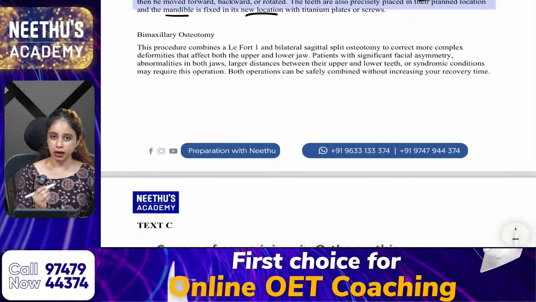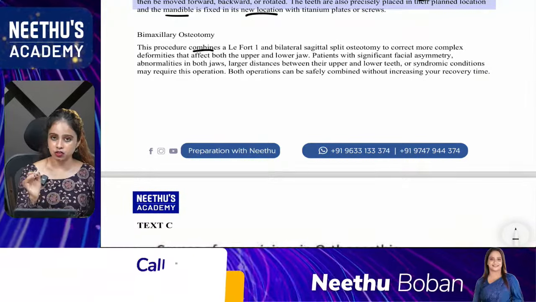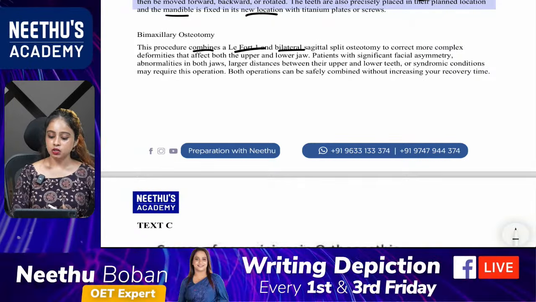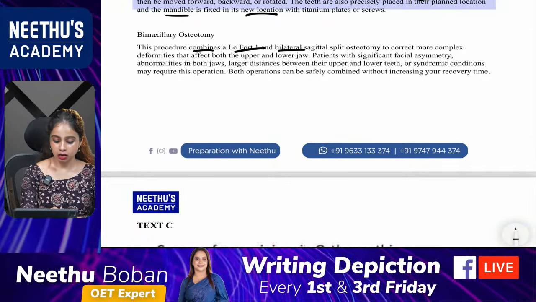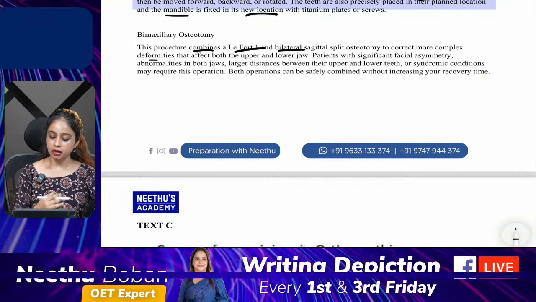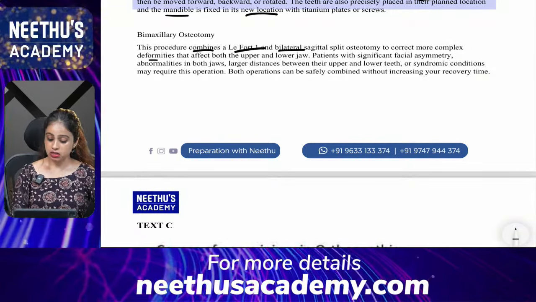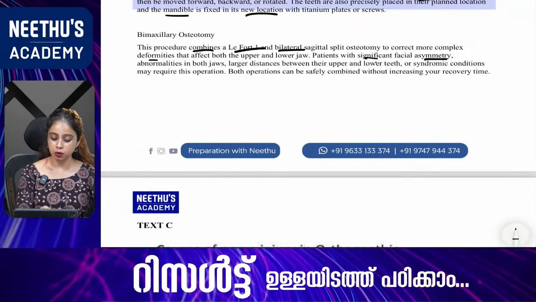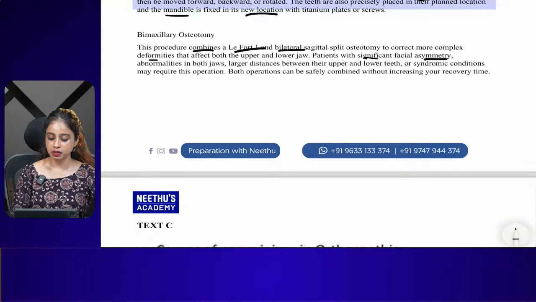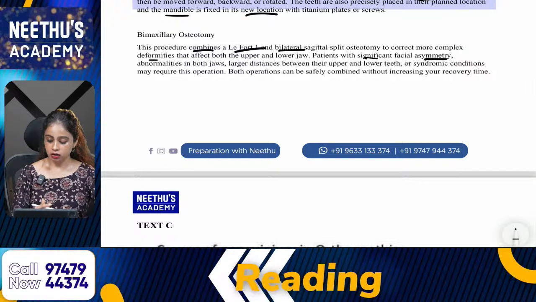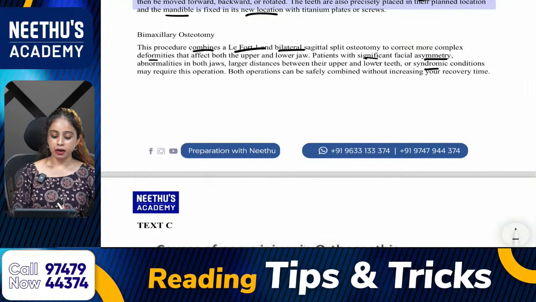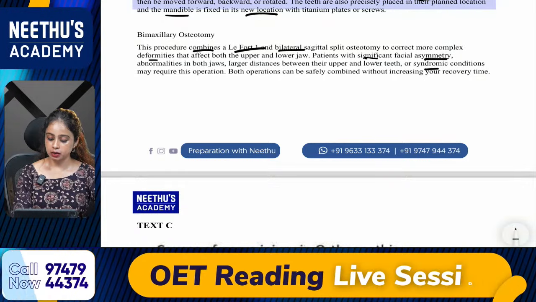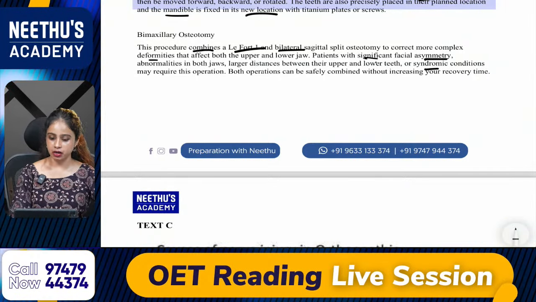This procedure combines the previous two, Le Fort 1 and bilateral sagittal split, to correct more complex deformities that affect both upper and lower jaw. Patients with significant facial asymmetry, abnormalities in both jaws, larger distances between their upper and lower teeth or syndromic conditions may require this operation or surgery. Both operations can be safely combined without increasing your recovery time.